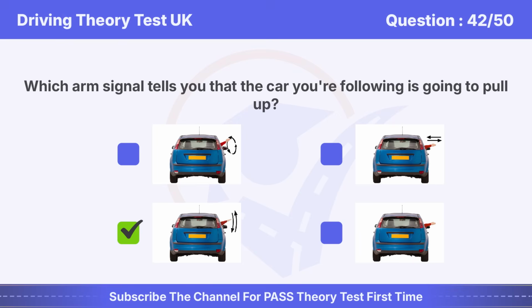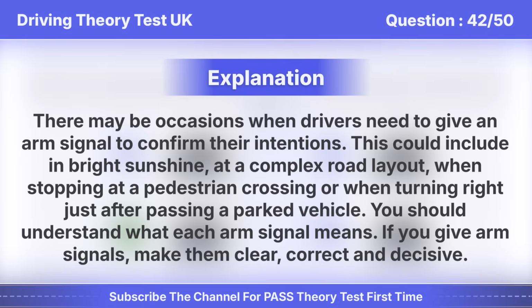Answer is C. There may be occasions when drivers need to give an arm signal to confirm their intentions. This could include in bright sunshine, at a complex road layout, when stopping at a pedestrian crossing or when turning right just after passing a parked vehicle. You should understand what each signal means. If you give signals, make them clear, correct, and decisive.